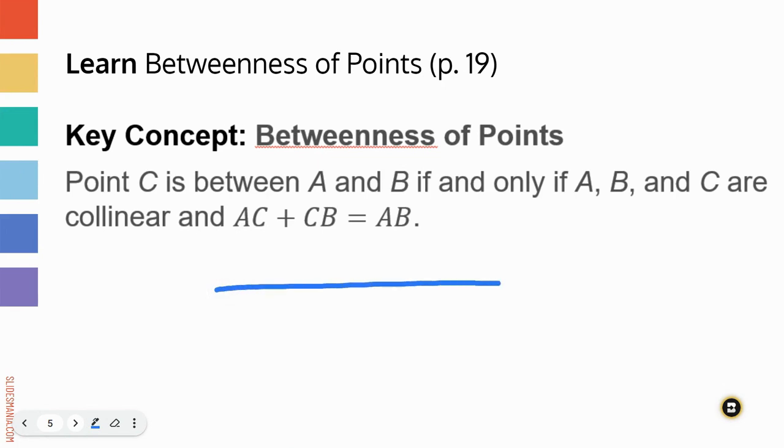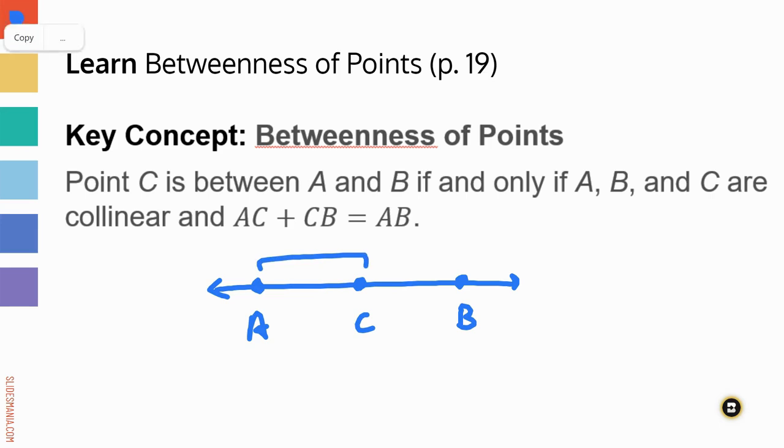So I'm just going to draw an example of this. So we have this line, and we have point A, point B, and then somewhere in the middle is point C. And we know that AC, so this section, plus CB, this section, has to equal the total section from A to B.